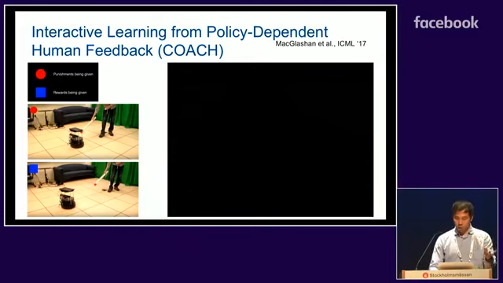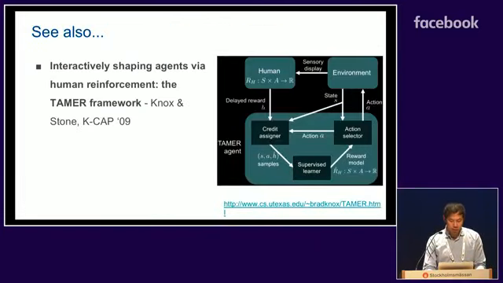You can check out more complicated experiments in the paper. And I just want to point out that a predecessor of Coach called TAMER uses related ideas, using human feedback to directly learn a policy, to overcome the credit assignment problem of reinforcement learning, if you're interested.